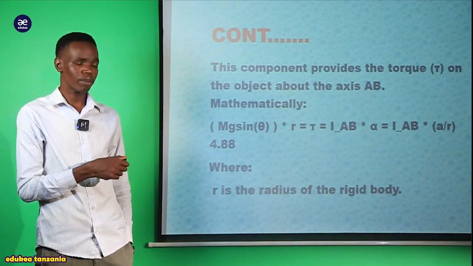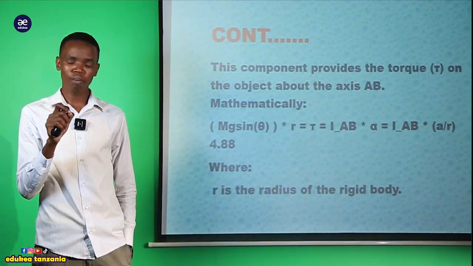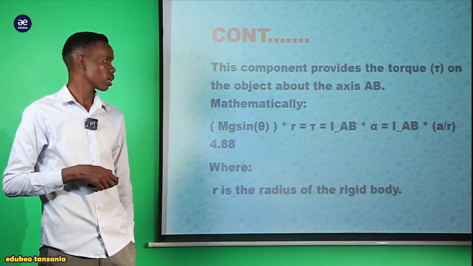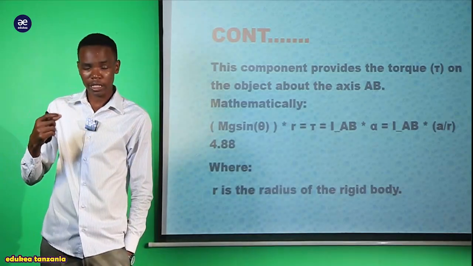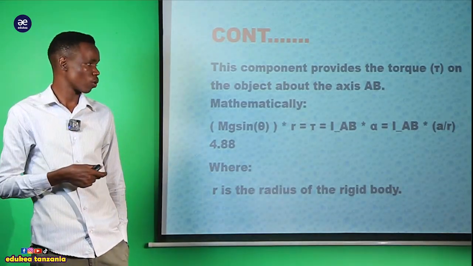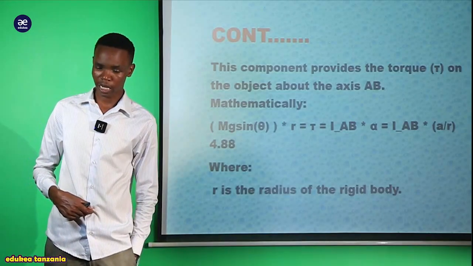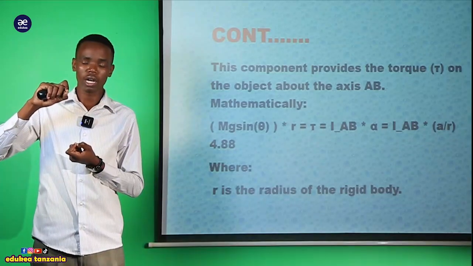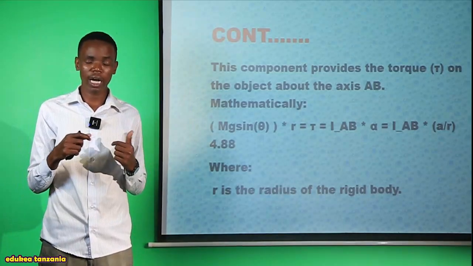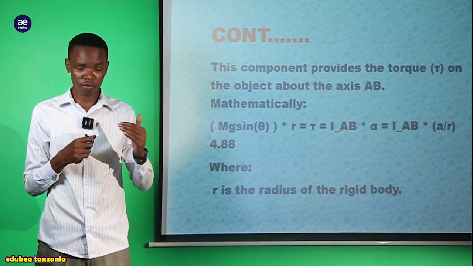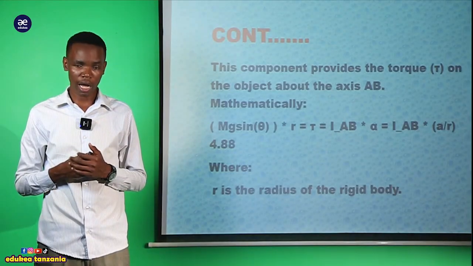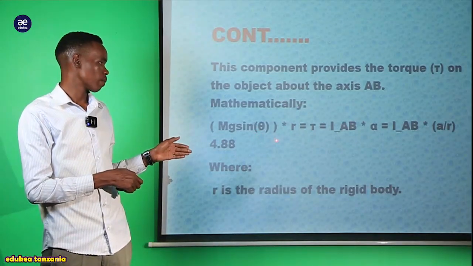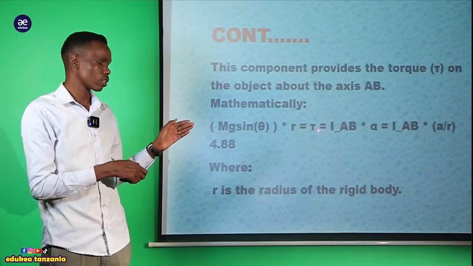This component, mg sin theta, provides the torque on the object about the axis AB. So here it will give us the torque, and it gives us a formula to find the torque. Instead of finding torque in terms of F times r, meaning the force acting on the perpendicular axis, we take mg sin theta times R, which is equal to torque.